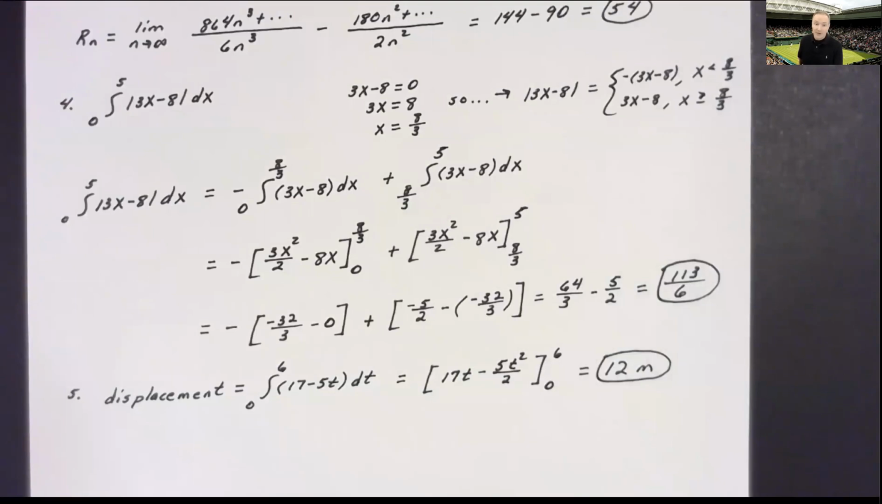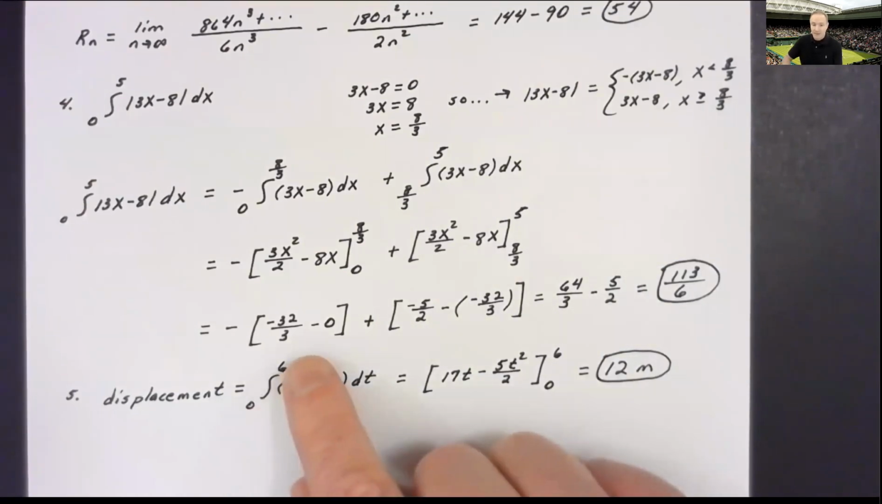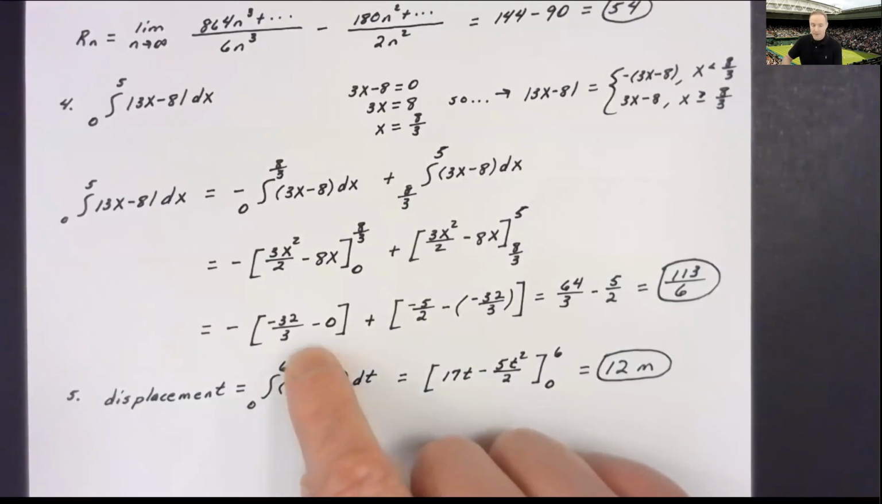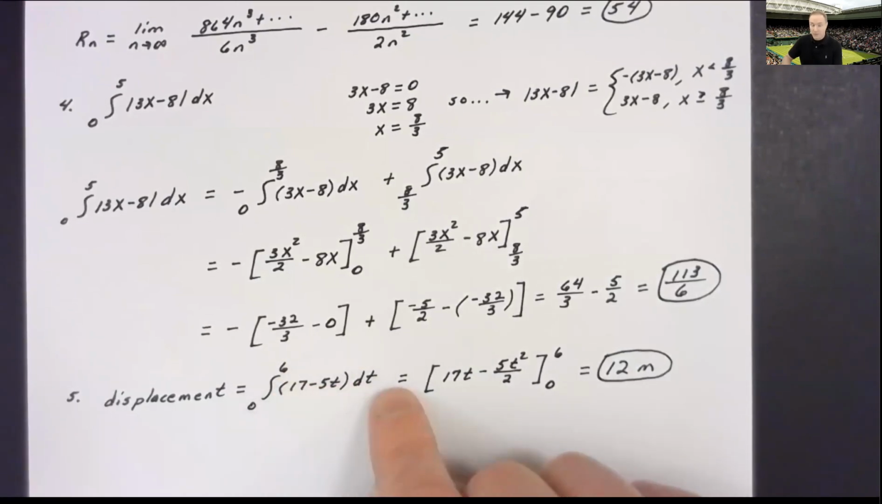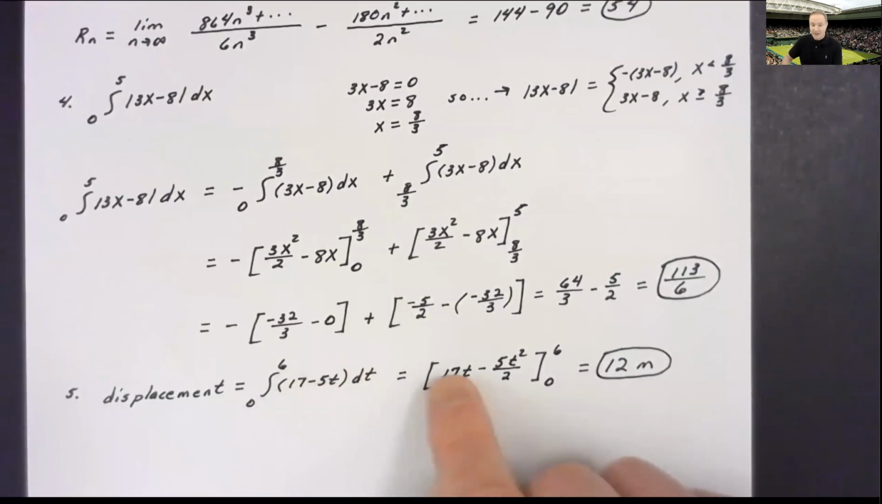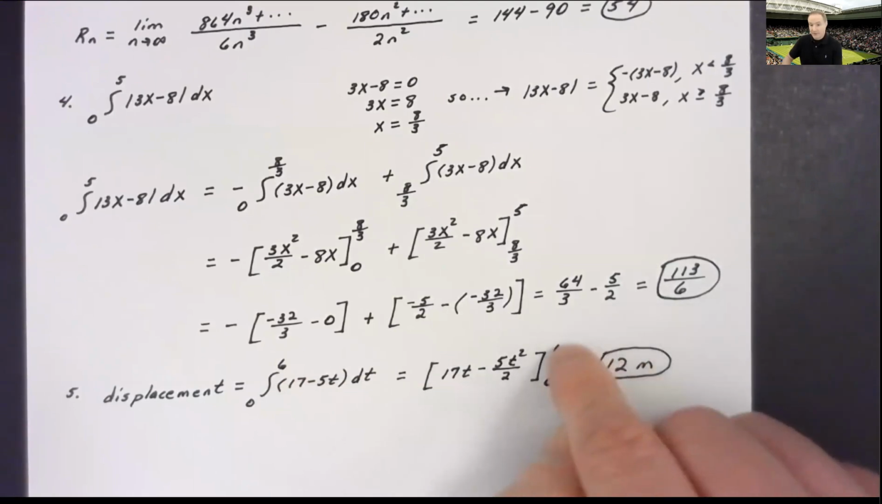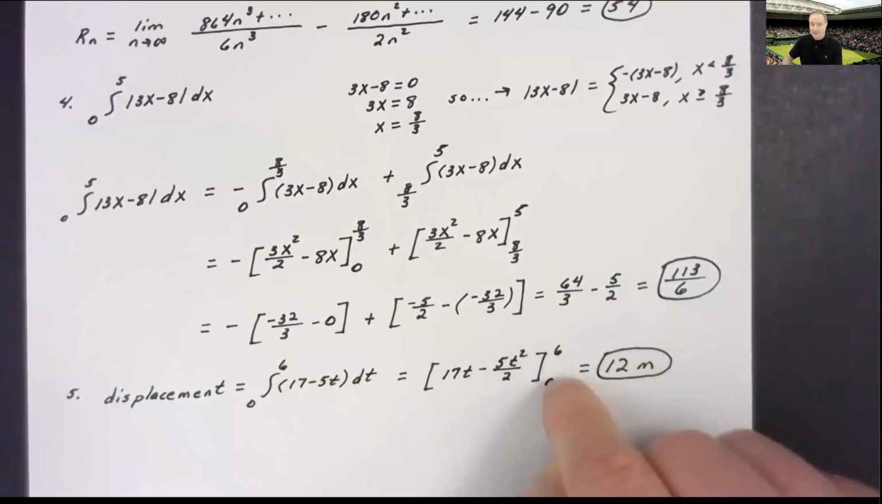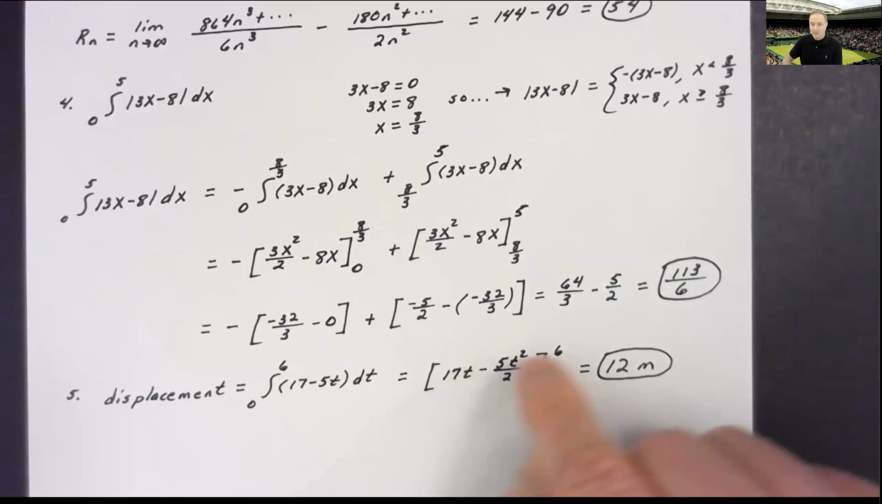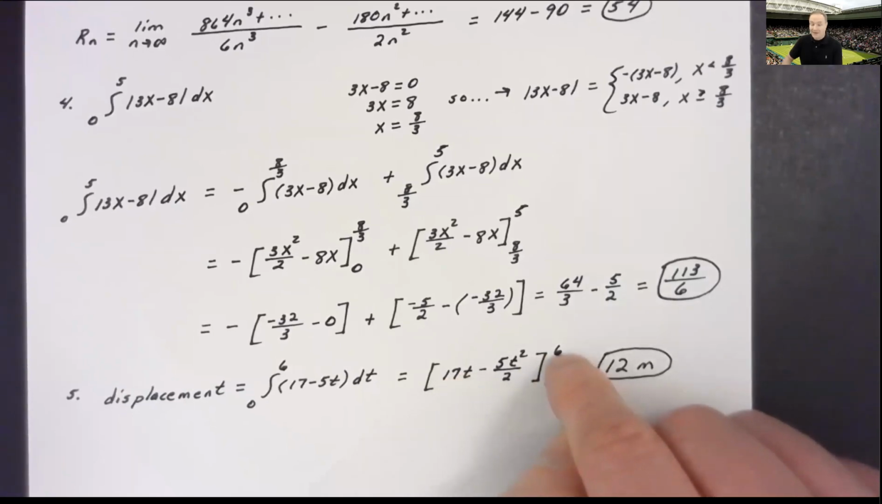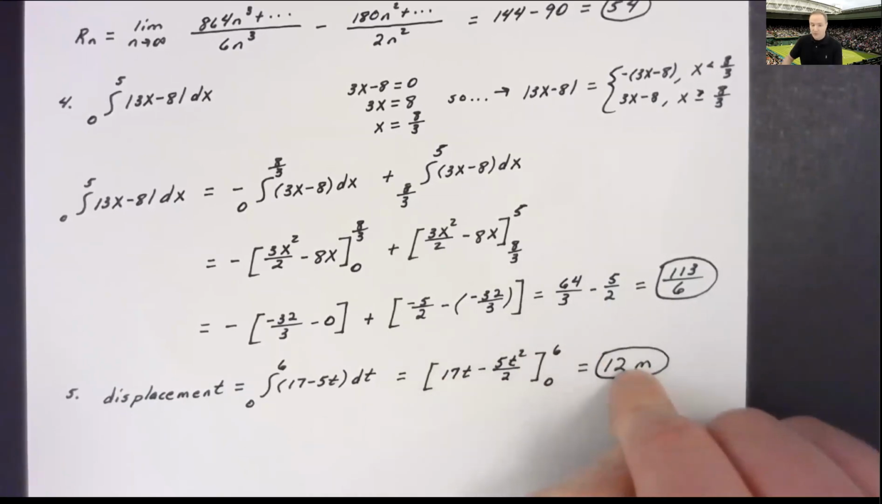So whenever we're trying to find the displacement, we simply integrate from the beginning of time to the ending time of the particle of your velocity function with respect to time. Power rule is going to give me 17t minus 5t squared over 2. I'm evaluating this, and I really only need to evaluate it at 6, since at 0, it's going to be 0. When I evaluated at 6, I got 12 meters.